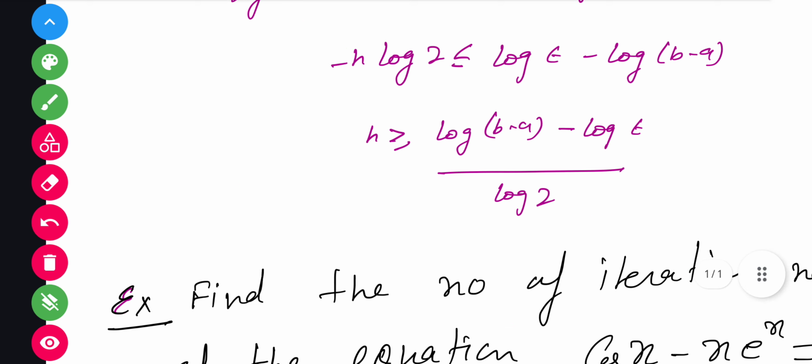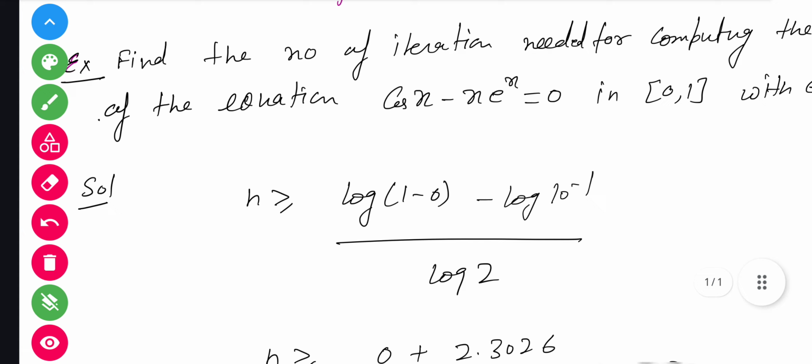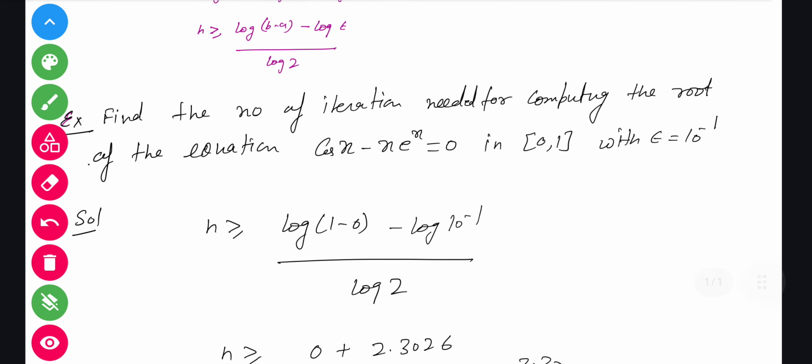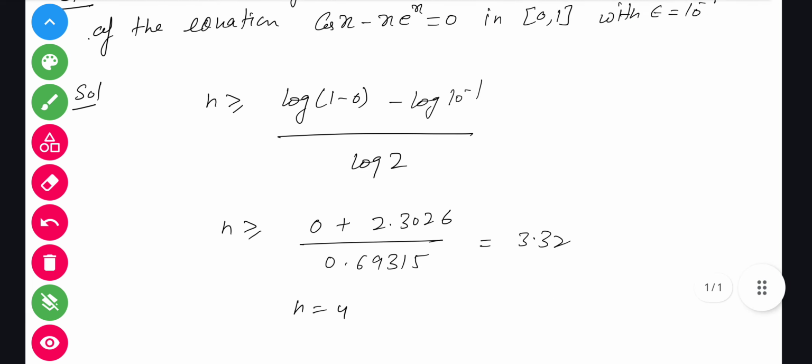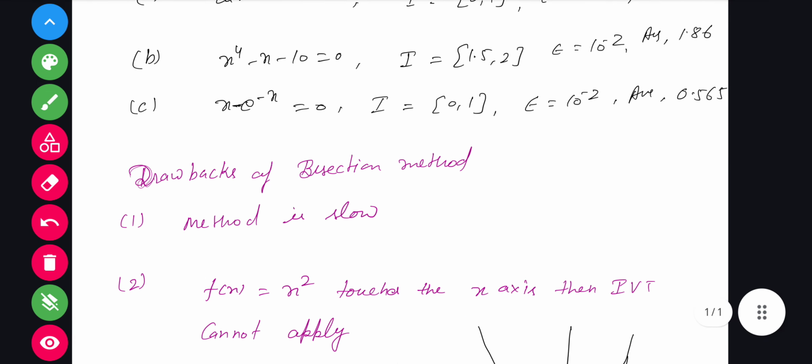And you can see here is one question, and this is the equation, and we are given the interval and the tolerance value as well. So we can easily say how many iterations are required to find the approximate root of this equation. We can directly use that formula to do this. Okay, so that is the condition, and then here are some examples.